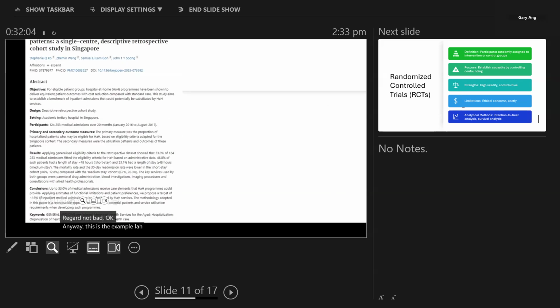Anyway, this is the example. So this is HAH, I think it's hospitalization at home. So yeah, cohort. Why is this a cohort? This is just a look back at a cohort. When they say cohort, you may have misused it. I think so, but never mind. Anyway, it's a cohort, a group of patients. Never mind, it's still published.